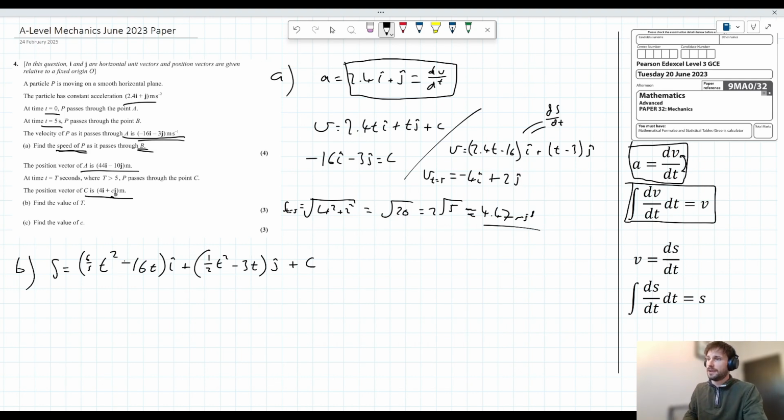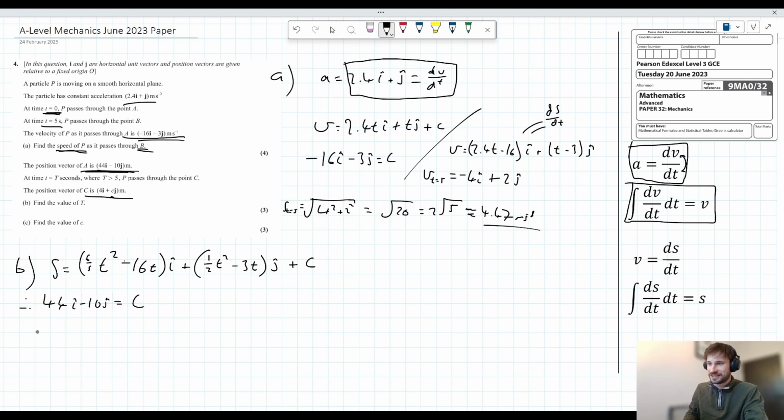Again, note that the position of the particle takes this 44i minus 10j when t is equal to 0, since t is equal to 0 at point A, and this is what point A is. So we can say, therefore, 44i minus 10j is equal to c, since if t is equal to 0, then all these t ideas cancel, or they turn to 0, don't they?